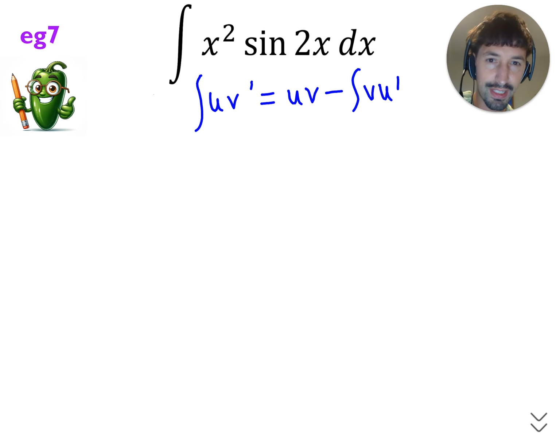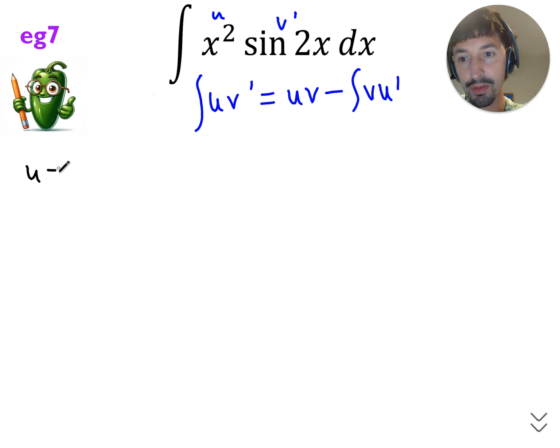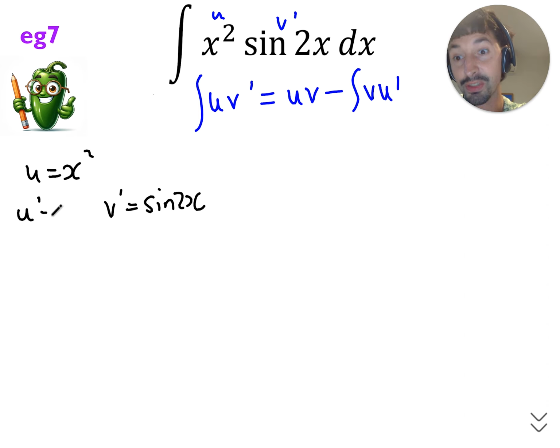Now you notice the difference here is we've actually got x squared. But we're still going to take that to be our u, and we're going to take the sine 2x to be our v dash. So if we lay that out as we have been doing, we're going to get u equals x squared, and v dash is going to be equal to sine 2x. Differentiate x squared, we get 2x, and if we integrate sine 2x.